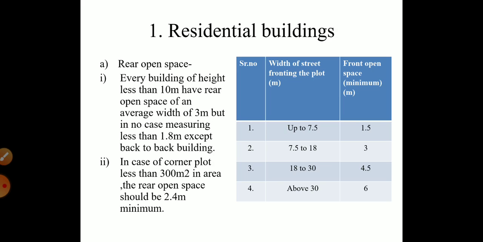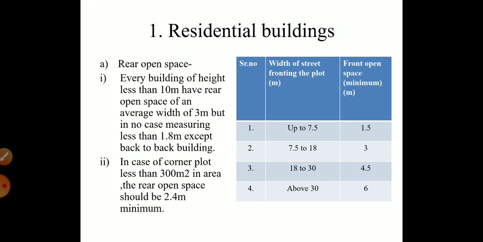The next is rear open space. So what is the rear open space? Every building of height less than 10 meter shall have a rear open space of an average width of 3 meter, but in no case measuring less than 1.8 meter, except for back to back buildings. The clear margin should be average of 3 meter. If there is a corner plot less than 300 square meter in area, the rear open space should be 2.5 meter minimum.